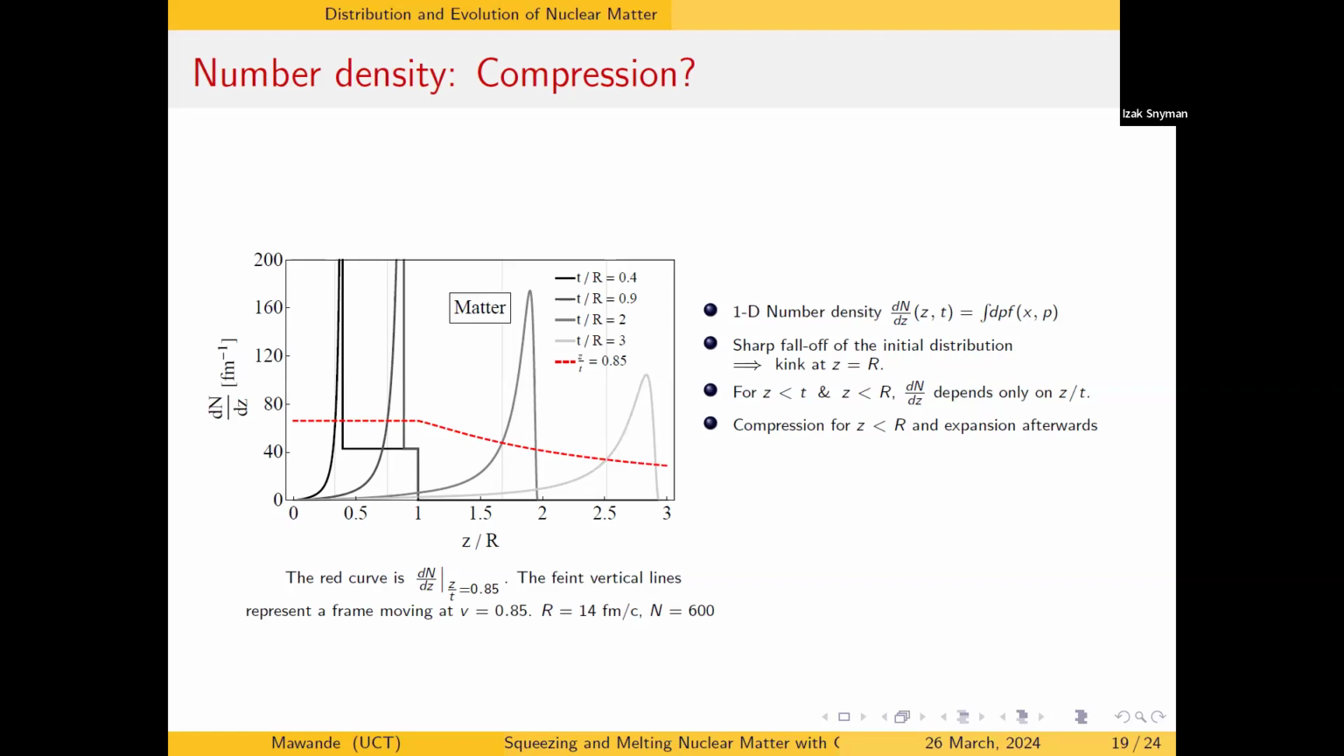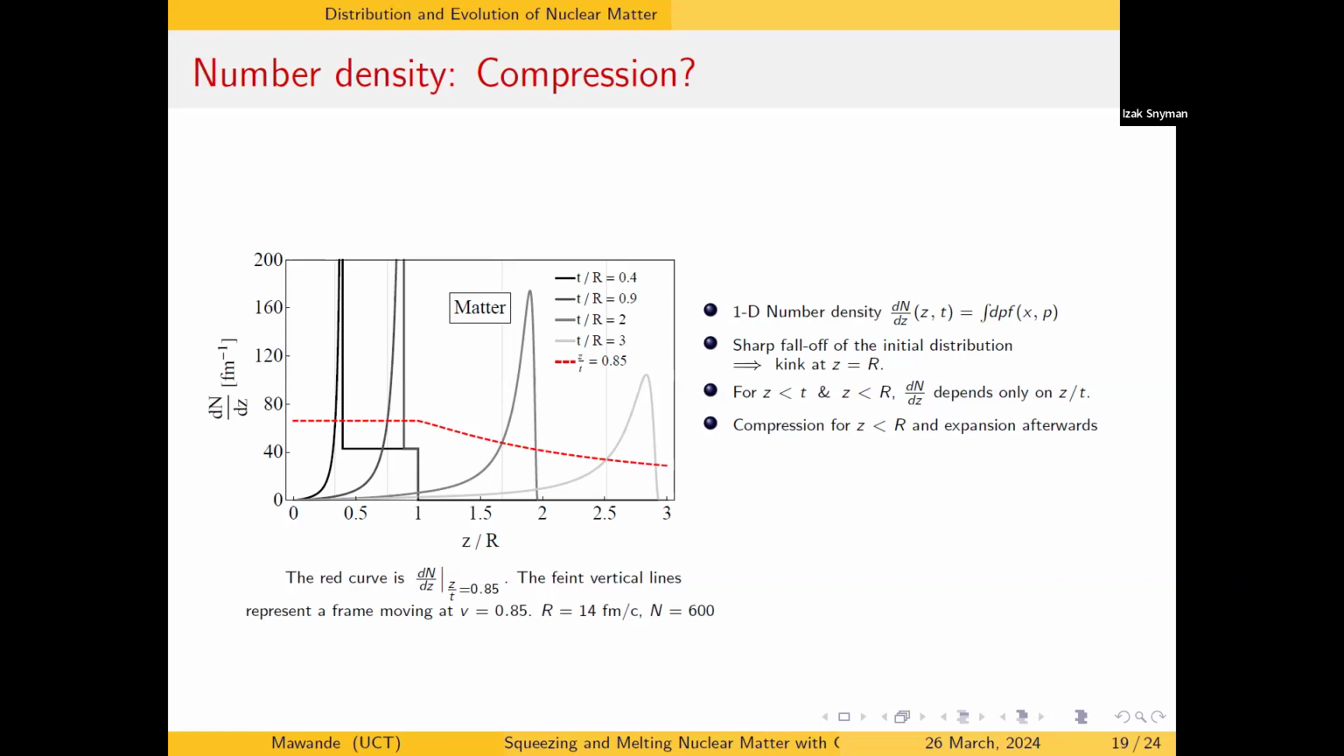Good. So yeah, again, z over R is standard. I'm just measuring my z coordinate in units of R, being the diameter of my nucleus, or the length of the chain of quarks that I'm looking at.